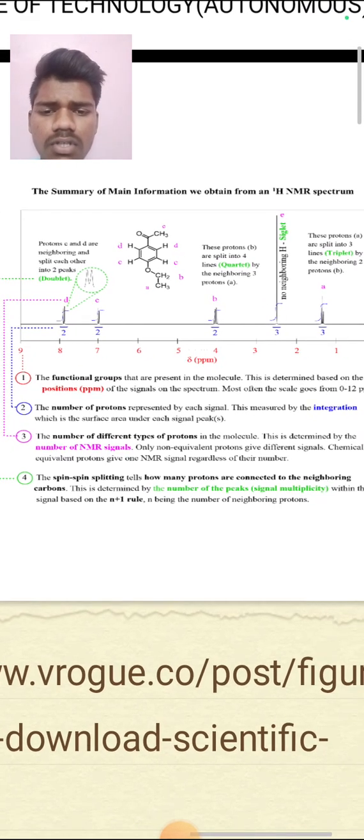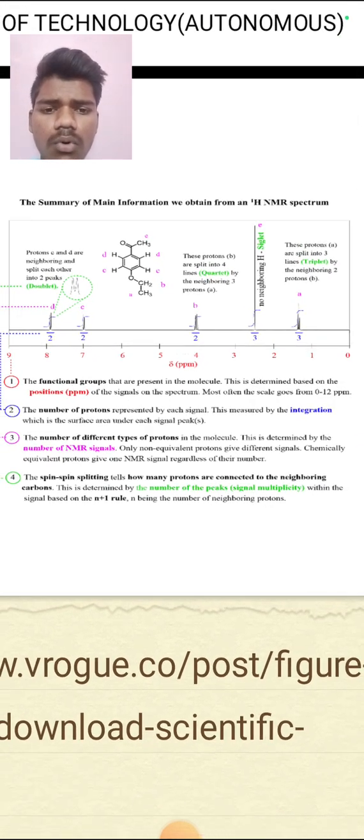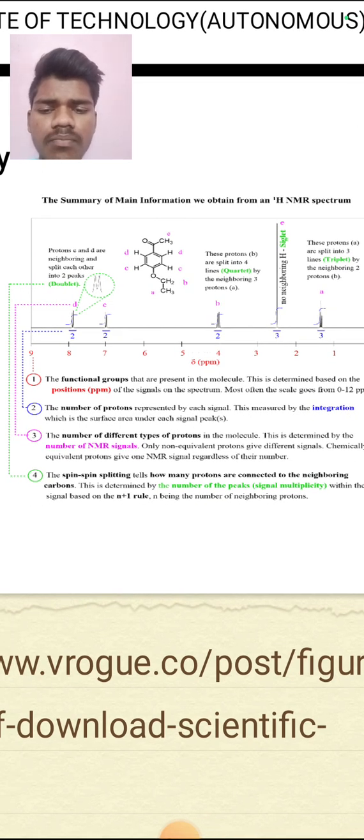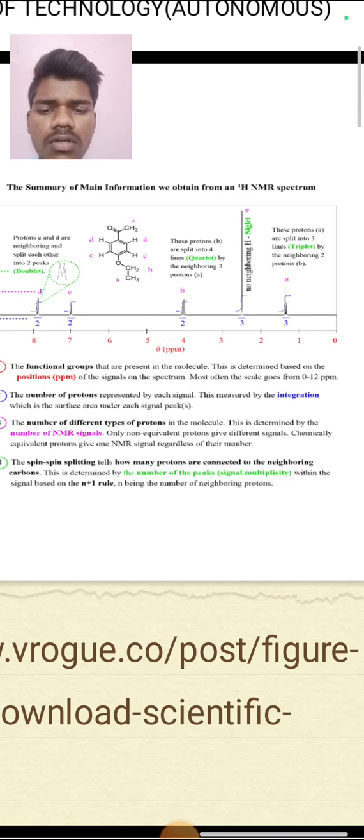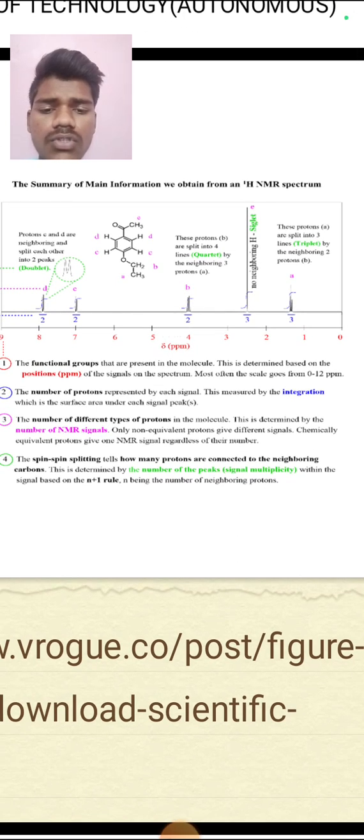First one, the functional groups that are present in the molecule. This is determined based on the positions (ppm) of the signals on the spectrum. Most often, the scale goes from 0 to 12 ppm. The number of protons represented by each signal is measured by the integration, which is the surface area under each signal peak. Third one, the number of different types of protons in the molecule.